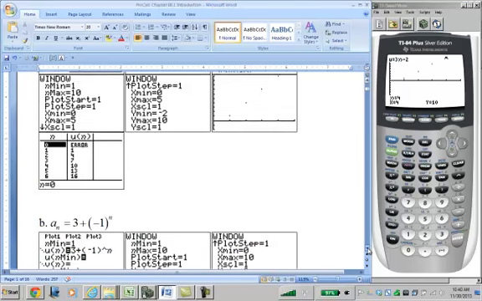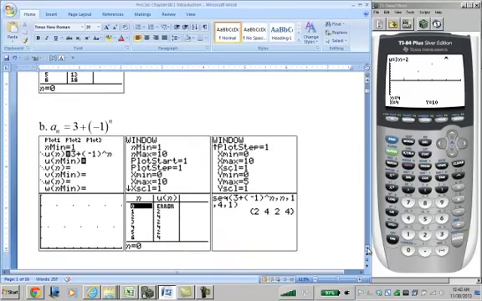Enough with that. Okay, now it gets slightly more complicated. A sub n equals 3 plus negative 1 to the n. Now this is very easy to figure out as well. If n is odd, then it's going to be 2, and if n is even, it's going to be 4.